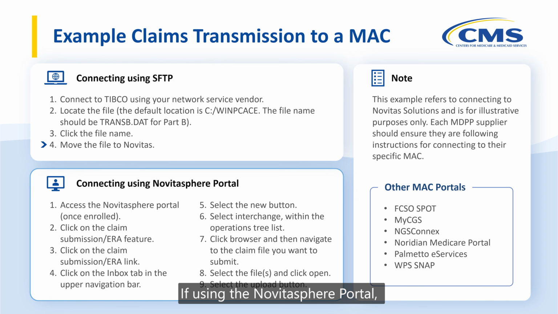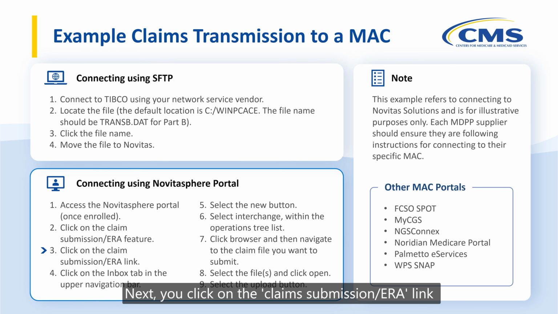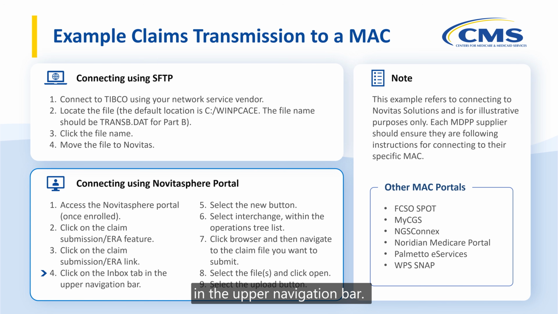If using the Novitas Sphere portal, you will first log in. Then you will navigate to the Claim Submission/ERA feature. Next, you click on the Claim Submission/ERA link, and then you click on the Inbox tab in the upper navigation bar. After that, you select the New button and then you select Interchange within the operations tree list. Next, you click Browse and navigate to the transmission file with the DAT file type you created earlier. Then you select the file and click Open. Last, you select the Upload button. You should reach out to your MAC if you have any questions or encounter issues regarding transmission.